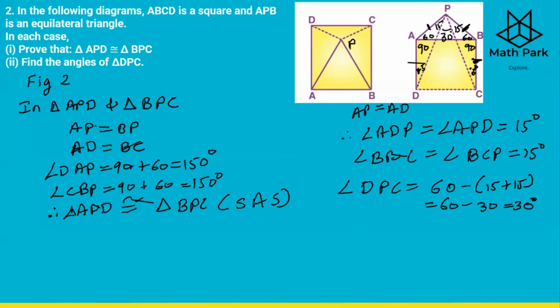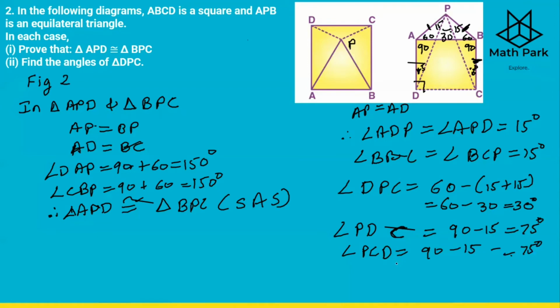Now you have to find these angles. Now this is 90 degrees and this is also 90. To get angle PDC, angle PDC is equal to 90 minus 15, which is equal to 75 degrees. And also you get angle PCD. PCD is also equal to 90 minus 15, which is equal to 75 degrees. So this is how the angles of triangle DPC you get: 30, 75 and 75. Got it?